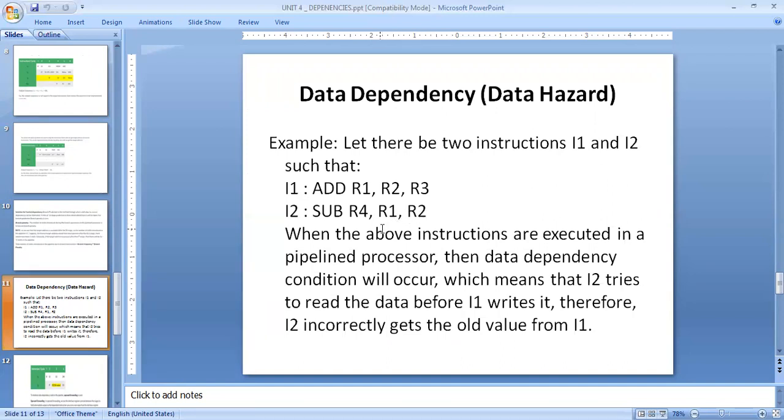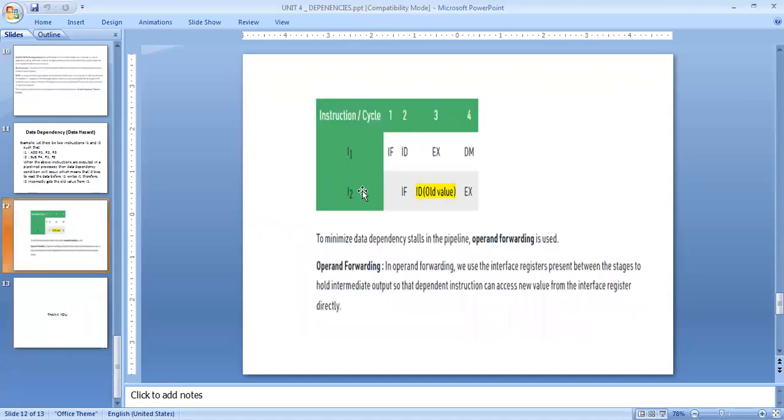So if the above instructions are executed in a pipelined process, this may lead to data dependency. That means I2 tries to read the data before I1 writes it. Therefore, I2 incorrectly gets the old value. That means it doesn't get the updated value. So this may lead to hazards also. By using the old values to perform the subtraction, this may lead to data hazards. To avoid this type of situation, we use the operand forwarding method.